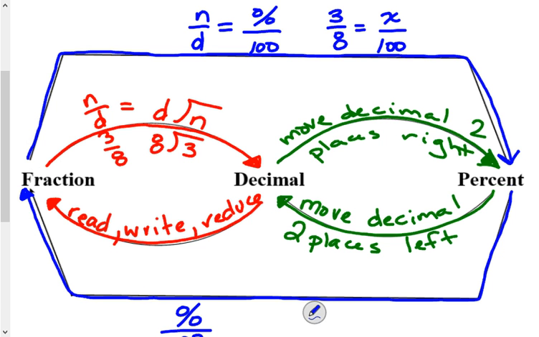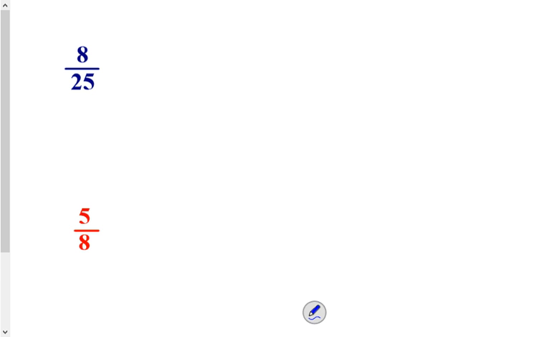So let's look at a few examples. Specifically, I want to look at a few examples of changing a fraction to a percentage, because I think that tends to be where people struggle the most. Changing between decimals and percents is fairly easy because it's all about just moving the decimal, but changing between fractions and percents is a little bit harder.